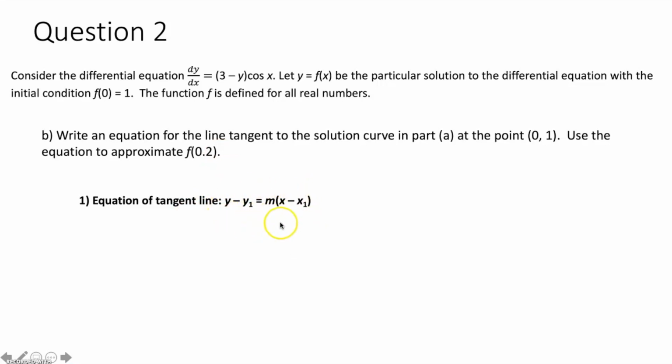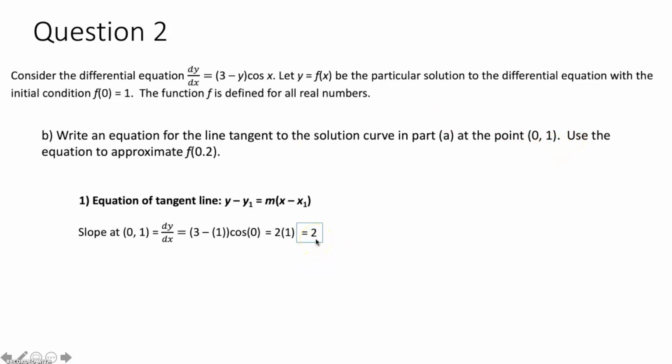Well, are we given a point? Yeah, we're given a point. It's 0, 1. Perfect. So all we need is the slope. Well, is there any way to find the slope? Yeah, that's what the differential equation is for. It's the slope of your solution curve at any given point. So all we have to do is plug in this point to our differential equation for x and y, simplify, and we end up getting the slope of the line tangent to our solution curve at the point 0, 1 is 2.